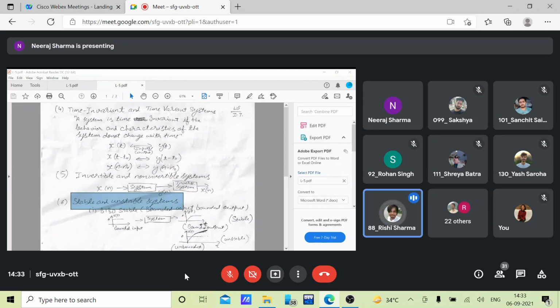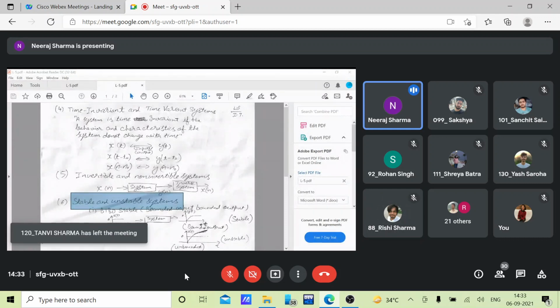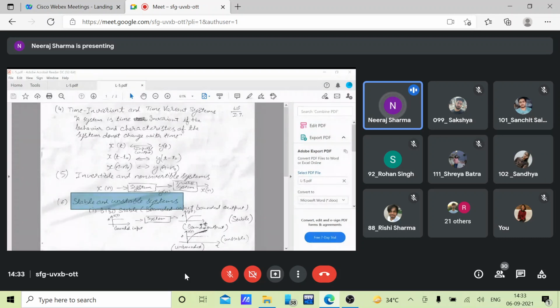Sir, output stays within boundaries, for stable systems. As told by Rishi, both input and output will be bounded. Yes, Sandhya. Both input and output will be bounded, right?